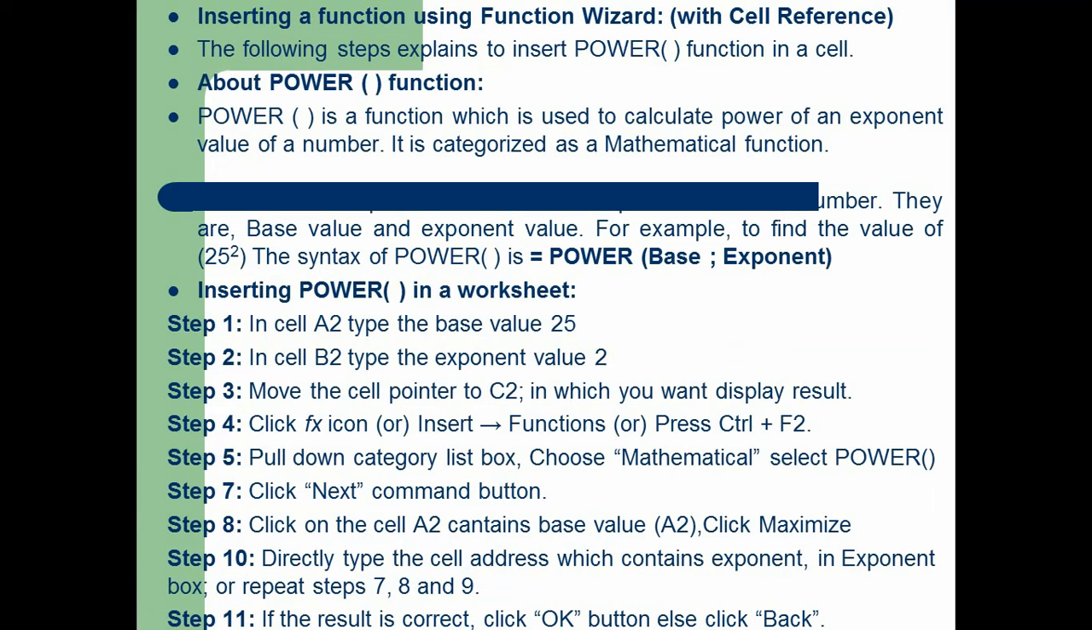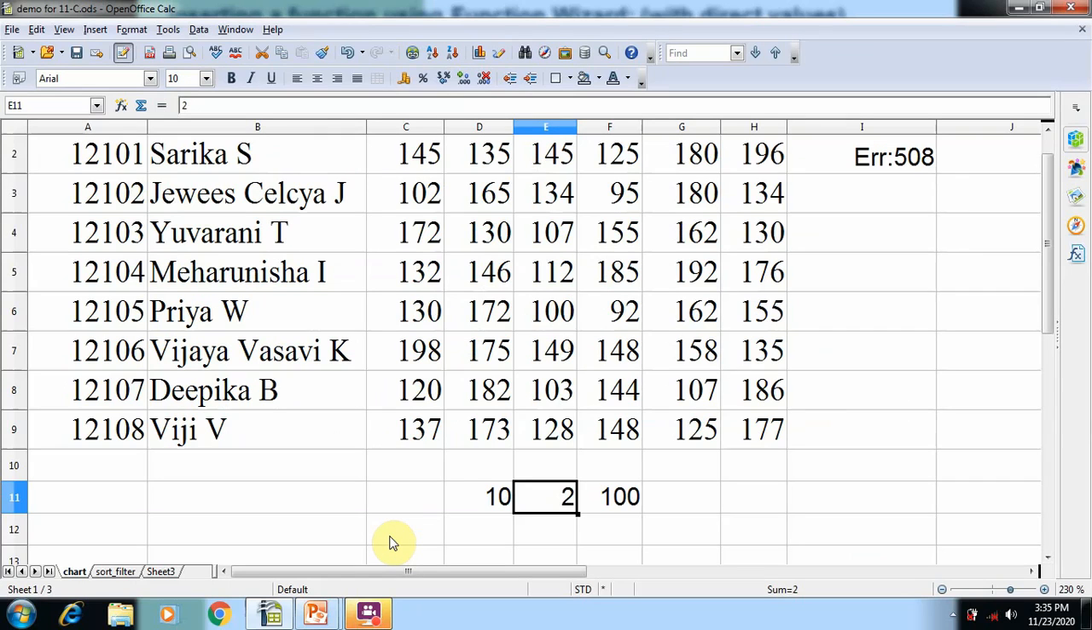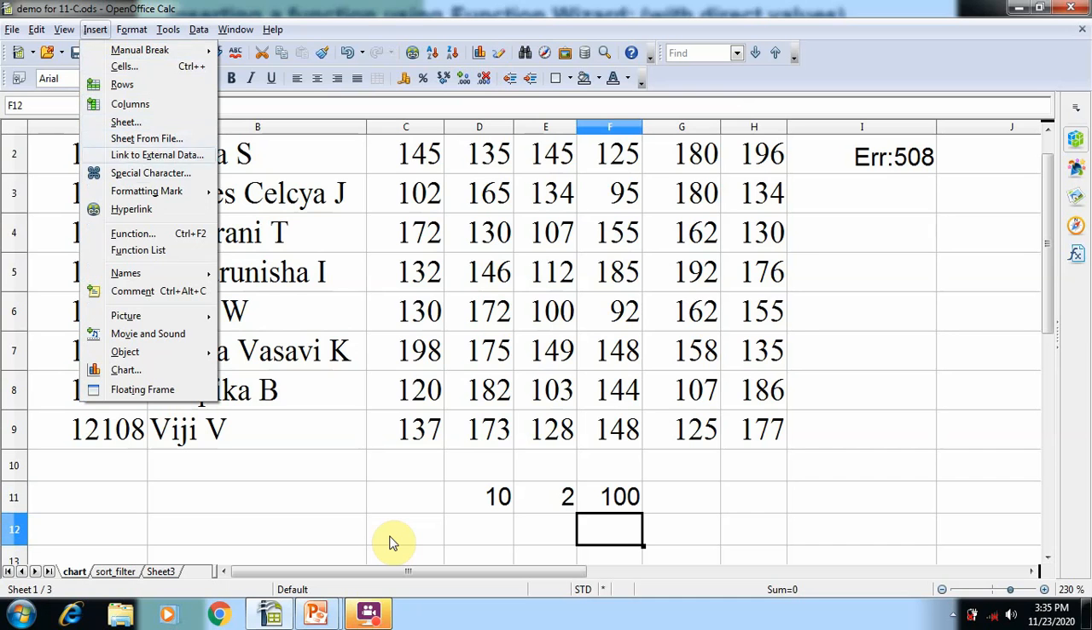Now we are going to see the next topic, inserting a function with the function wizard using direct values. For example, this base value and exponent value you can give directly in the function wizard itself. For that, simply give the value at that particular position. Now we are going to insert the same power by using the insert and function.